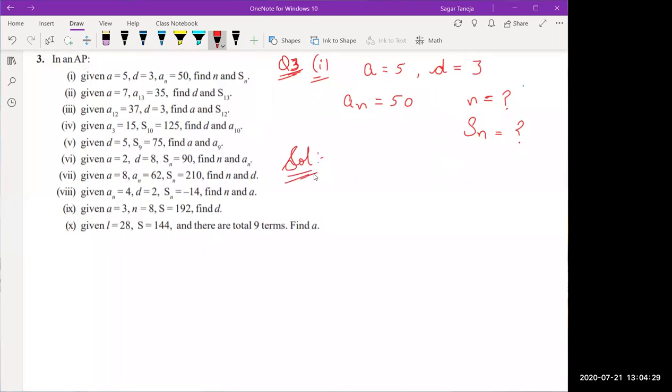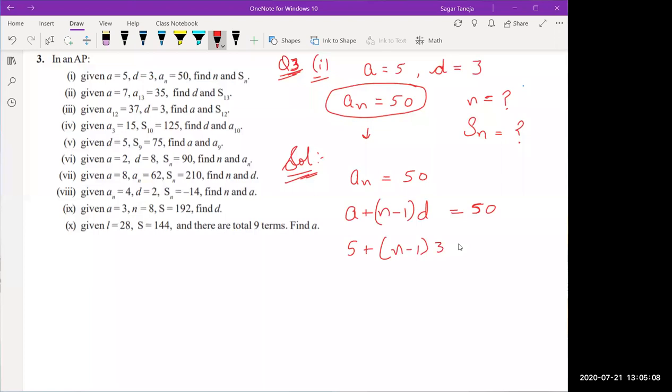Solution. As we have to calculate the value of n, we should go with the formula of an, as an is given in the question. So I'm writing this an, which is given 50. So in place of an, we can write the formula. An can be expanded as a plus n minus 1 d is equal to 50. A is 5 plus n, which we do not know, let it be n only, and d is given clearly 3. 5 will go that side and it will get subtracted. It will become 45. And n minus 1 is equal to 15, dividing it by 3. Then n is equal to 15 plus 1. So the value of n is 16.